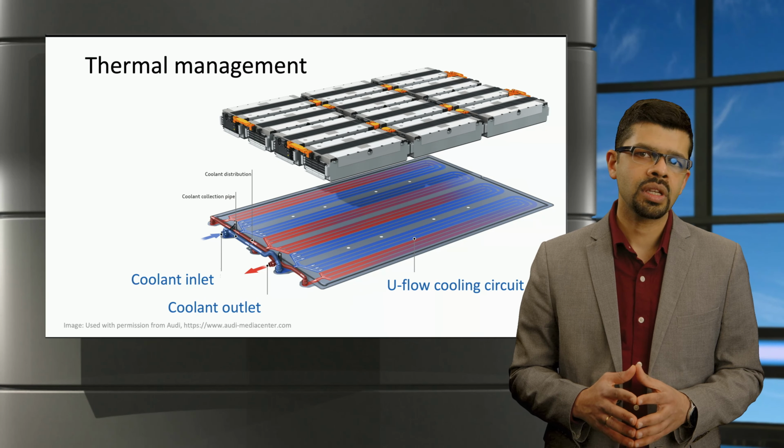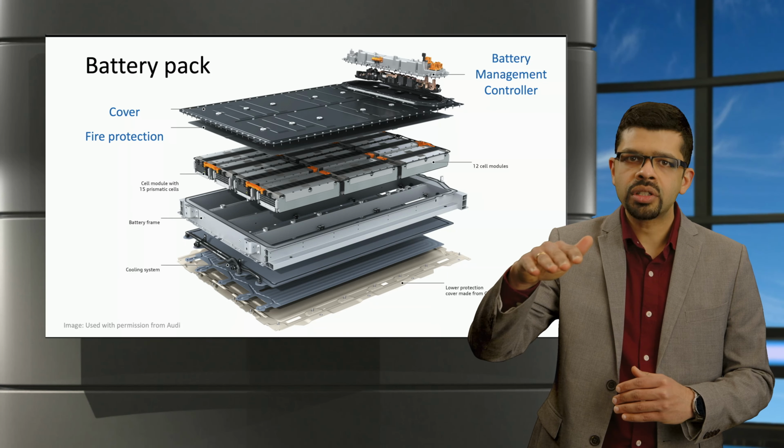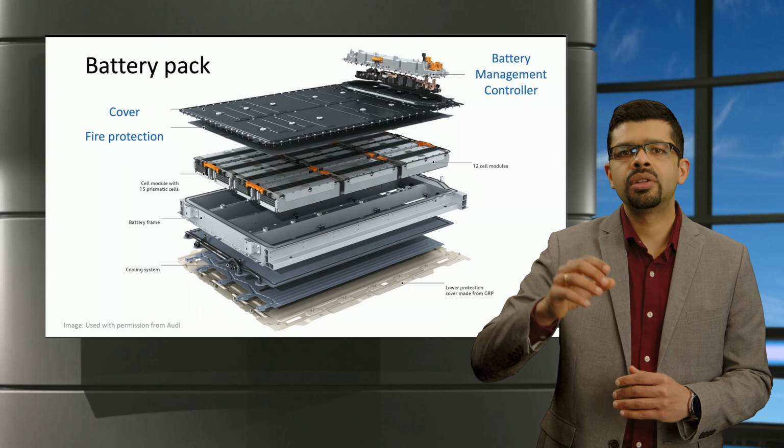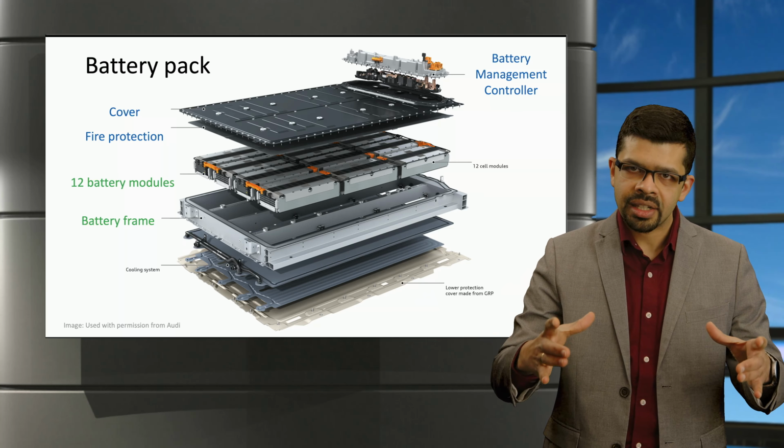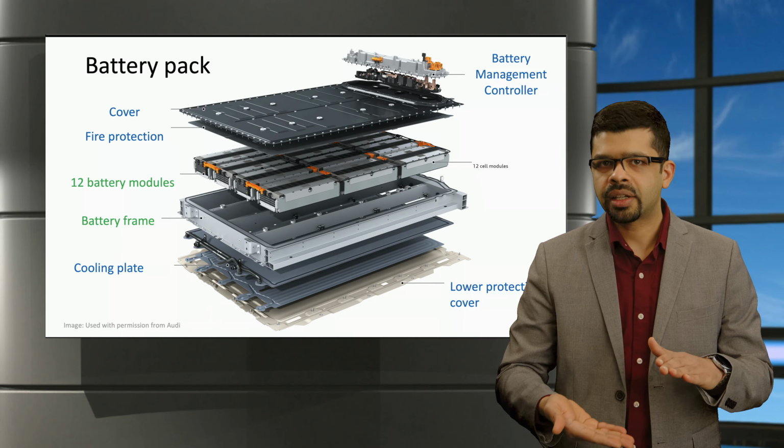To eventually integrate this into the electric vehicle, several layers are stacked together. Starting from the top, we have the top cover, the junction box, the battery management controller, and a fire protection layer underneath. Then we have the 12 battery modules that are embedded in a structural frame. And below that, we have the cooling plate.